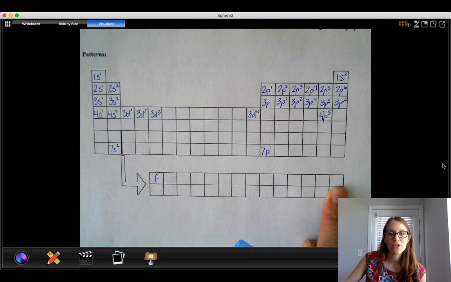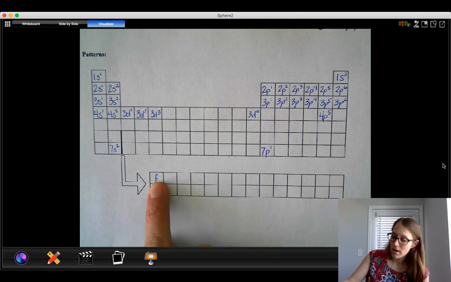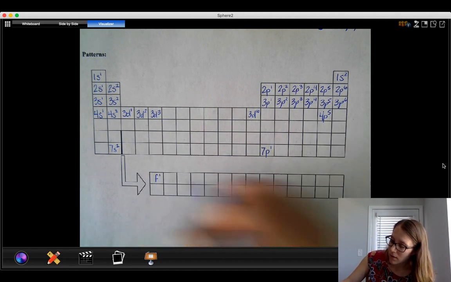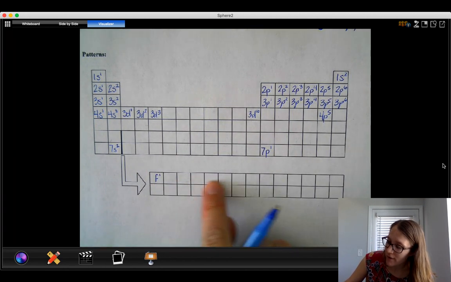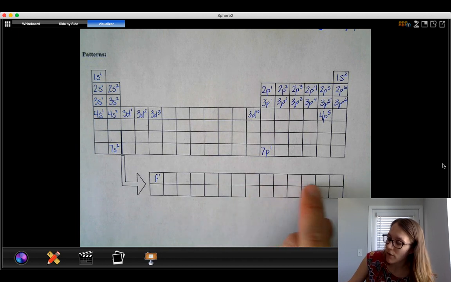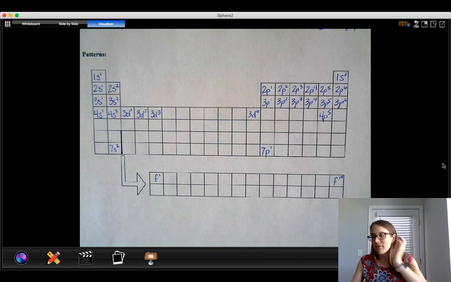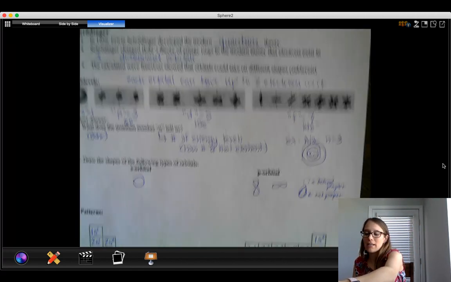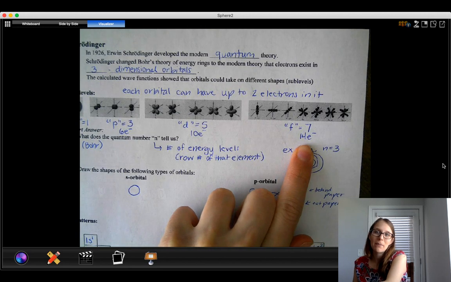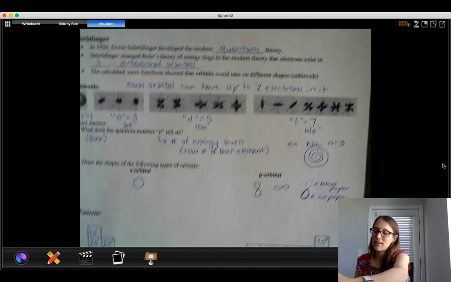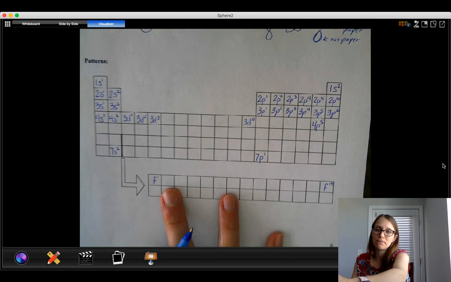Okay, and when I count across, there's 14. So 1, 2, 3, 4, 5, 6, 7, 8, 9, 10, 11, 12, 13, 14. Should have counted out loud the first time I counted them. So we see that 14, which goes back to what we saw up here, right? There's a maximum of 14 electrons that can fit into F orbitals total.